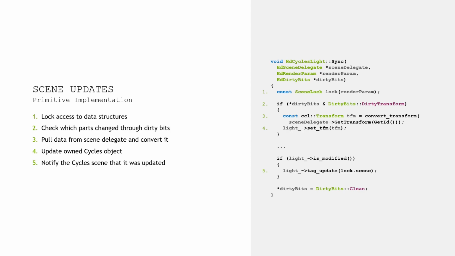Meanwhile, Cycles also keeps track of whether an object was modified. It does so by checking if a value differs from the existing one whenever one of the set methods is called, like the set_tfm method for changing the transform in this case. So finally, after going through all possible Hydra dirty bits, we can just check if that is the case and the object was indeed modified. If so, we must notify the overall Cycles scene that it was updated by calling tag_update, thus informing the render thread to pick up the changes.